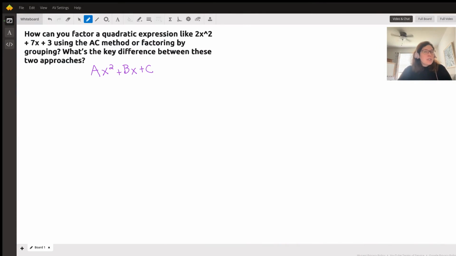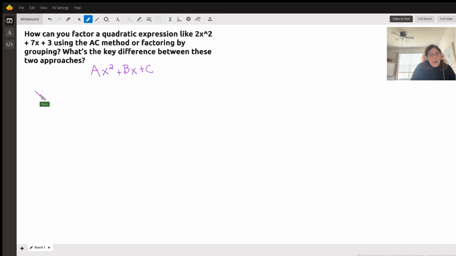Now, there are certain circumstances when you can use the AC method by itself to factor a trinomial, and that would only work when this leading coefficient a is 1. If it's anything besides 1, you actually have to use the AC method and then factoring by grouping, because you're essentially splitting this b and creating a 4-term polynomial. So let me show you an example of each.